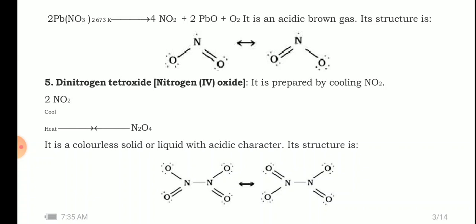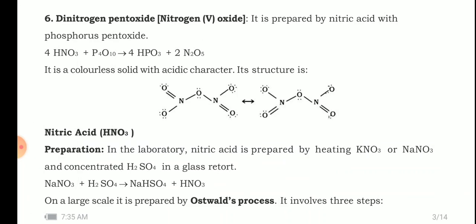And the fifth type of nitrogen oxide is dinitrogen tetraoxide. It is prepared by cooling nitrogen dioxide. So nitrogen dioxide on cooling will give you N2O4, that is dinitrogen tetraoxide. It is a colorless solid or liquid with acidic character. Its structure is given below. You can see the structure. These are the two possible structures for dinitrogen tetraoxide.